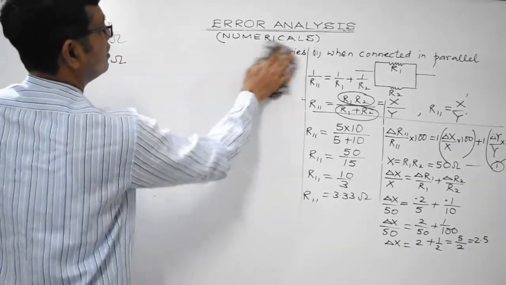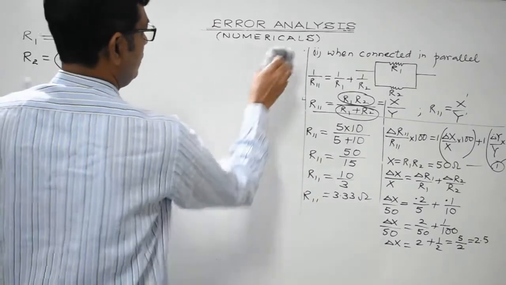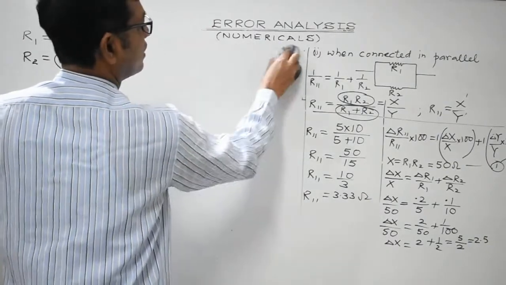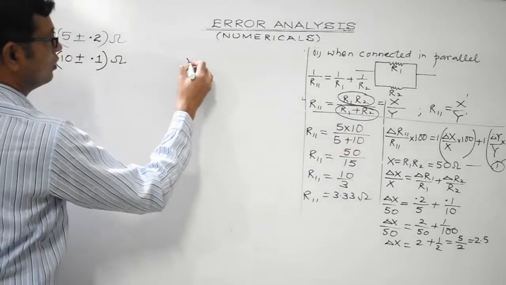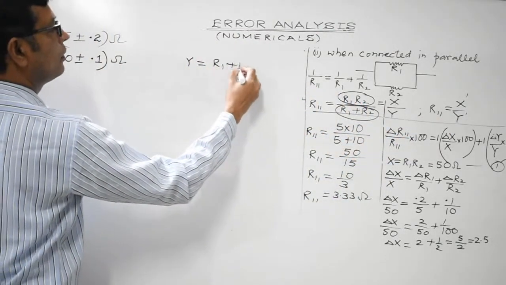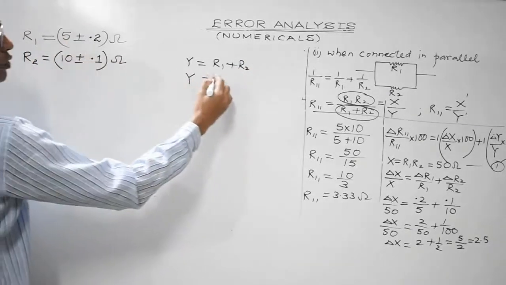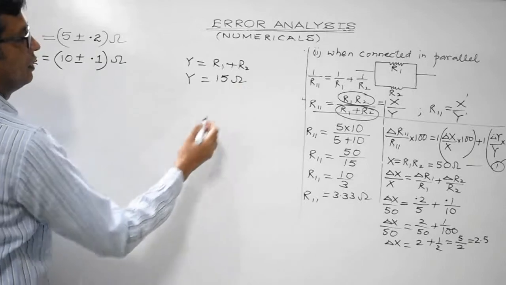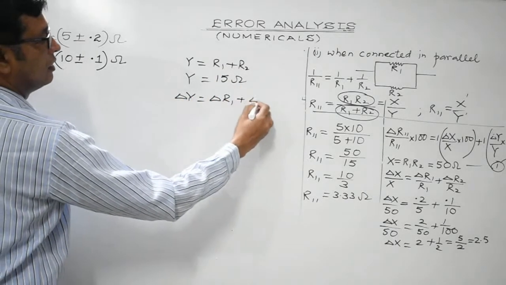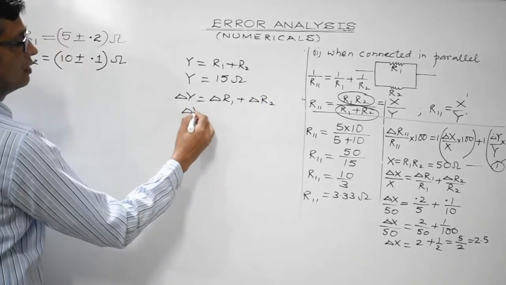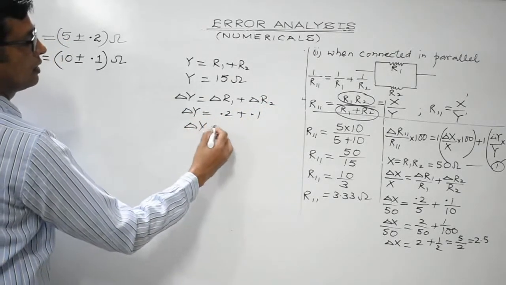Now let's consider the case of del Y. Y over here is considered to be R1 plus R2. Y is equal to R1 plus R2. So what will be its true value? R1 plus R2 will be 15, 5 plus 10. What is del Y? We are aware that errors are added in this manner. So it would be 0.2 plus 0.1, so that is 0.3.